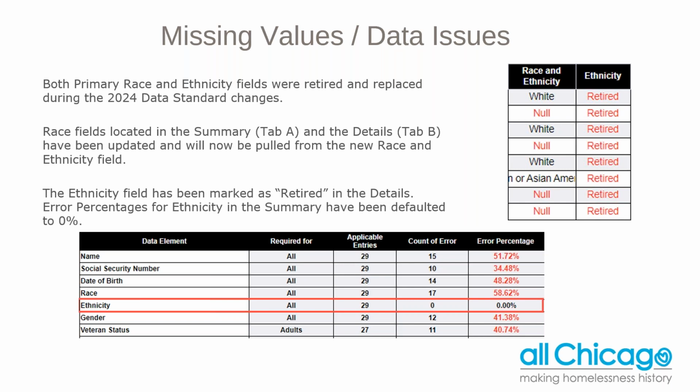So when you're reviewing the details, you will see that entire column represented with all retired in red. So you can just ignore that column. Again, this still remains for processing and historical purposes. But overall, the field that you are going to want to identify or correct if need be is the race and ethnicity column.